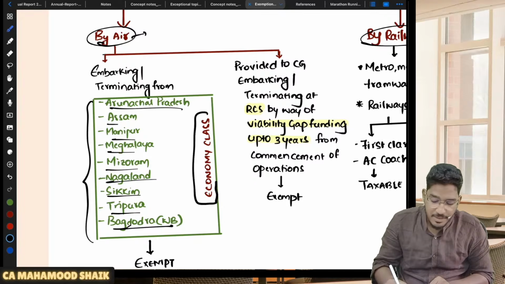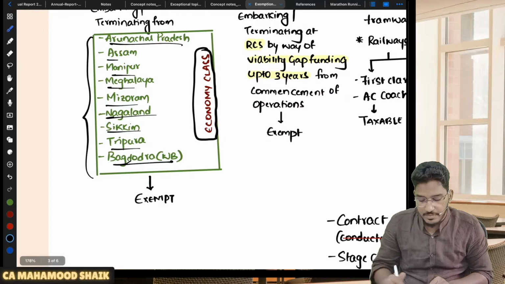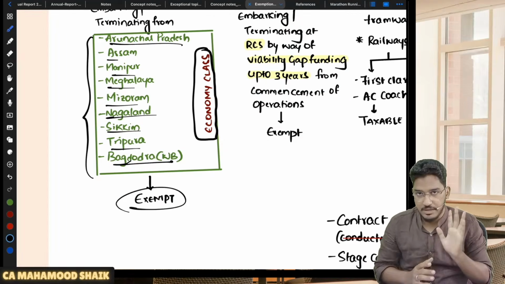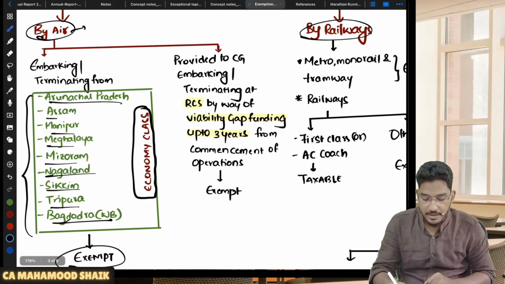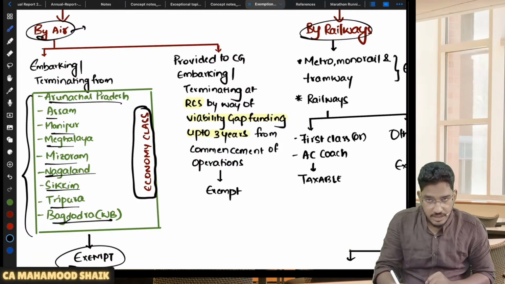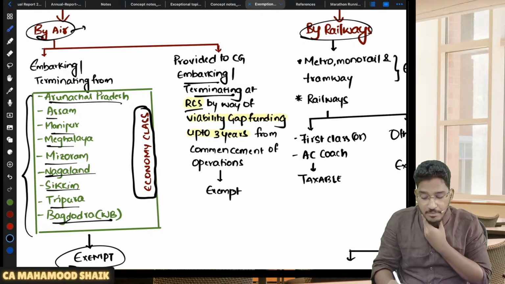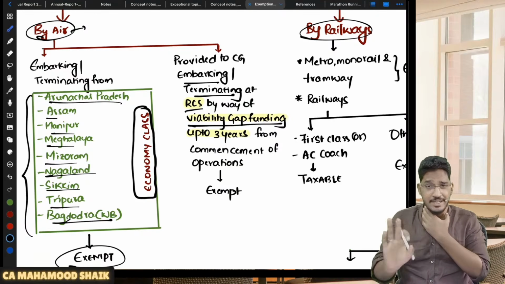And if that travel is happening in economy class, then it will be exempted. Then you can enjoy exemption. GST will not become applicable. And one more exemption is available in case of passenger transportation services by way of air. If those services are provided to the central government for passengers who are either embarking or terminating at an airport connected by the regional connectivity scheme, where they are getting the consideration in the form of viability gap funding, that is also exempted.